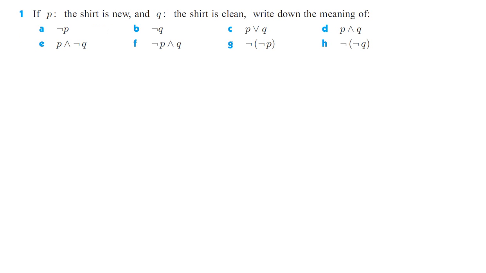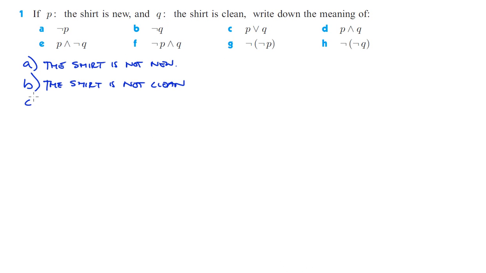Okay, so let's start here on number one. If P, the shirt is new, and Q, the shirt is clean, are our two propositions, write down the meaning of not P. So A, not P would be the shirt is not new. Okay, so for B, we've got not Q, so the shirt is not clean.